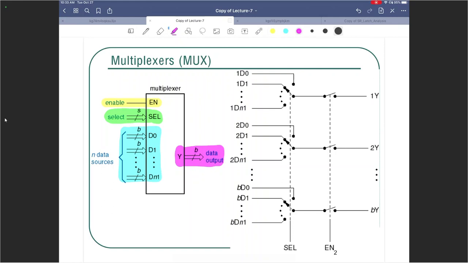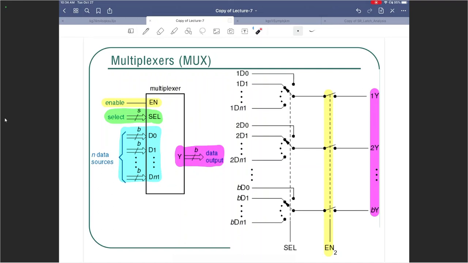Now, how does this relate to the commutator and switch diagram on the right? Where is the enable? Enable is right here. If that is not enabled, then all these switches on the B different lines are going to be open. That means nothing is going to be connected to the output. The output itself is over here: the B-bit data output. The first bit of Y, the second bit of Y, and so on up to the Bth bit of Y. All of that combined gives you the B-bit data output.